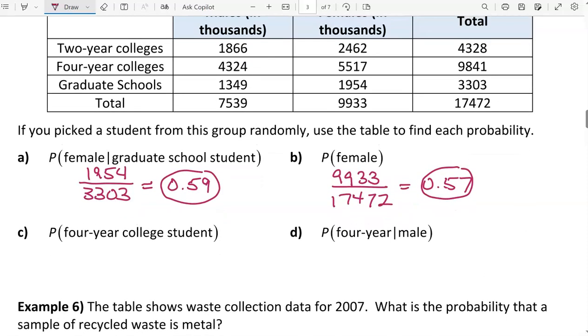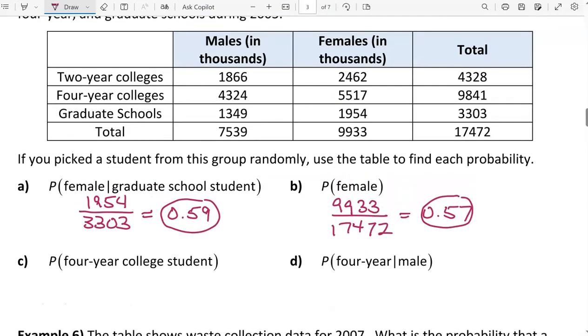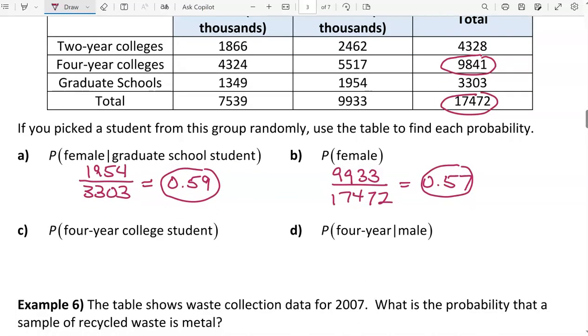All right, let's check out the next one, probability of a 4-year college student. So we're just looking at our 4-year college students out of our total number of students. So 4-year college students out of the total number of students would be 9,841 divided by 17,472. And so let's convert that to a decimal. 9,841 divided by 17,472. And that gives us about 56%.